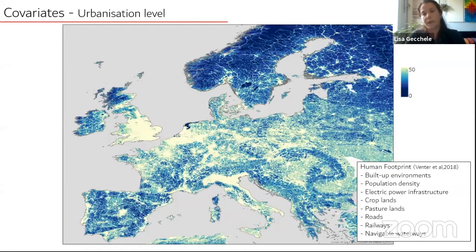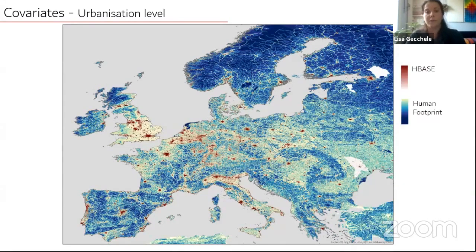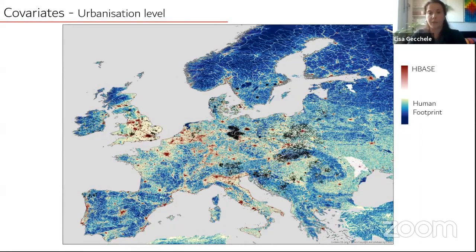The second one is the human footprint, which is a composite measure of the pressure that humans put on the environment, and goes between 0 and 50. If you plot these two together, you have your own map of urbanization level, and then you can just plot your points, and you will have the score for each of these two data sets.